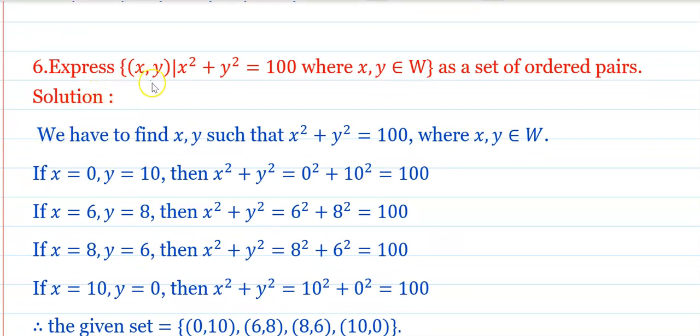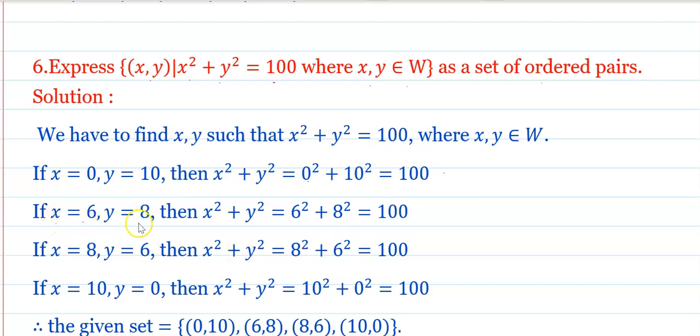Now the next question. Express (x, y) such that x square plus y square is equal to 100, where x, y belongs to W, as a set of ordered pairs. Okay, now the solution. We have to find (x, y) such that x square plus y square is equal to 100, where x, y belongs to W. First, x is equal to 0, y is 10. Then x square plus y square is equal to 0 square plus 10 square, that is equal to 100.